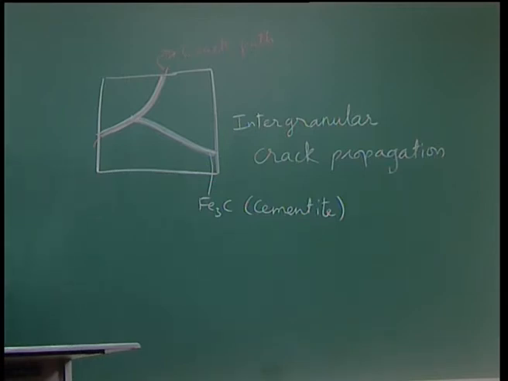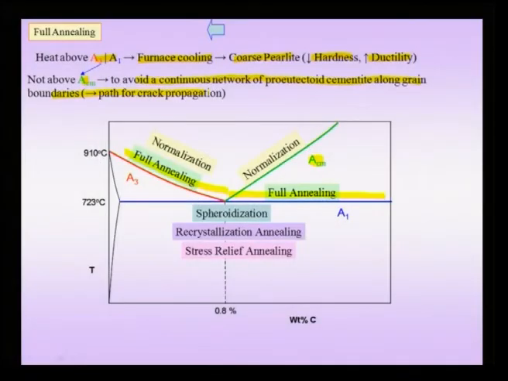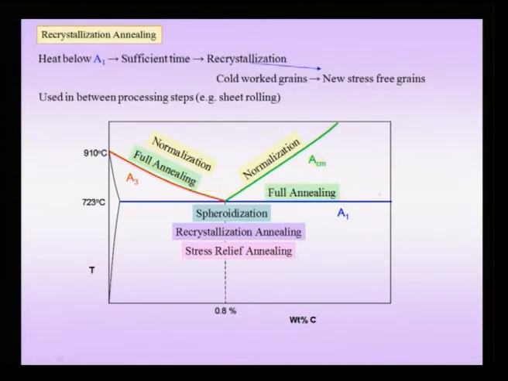And to avoid such a microstructure, what we do is that we carry out full annealing not above the ACM line, but we carry it above the A1 line, which is here. So, this is my range in which I carry out my full annealing. This full annealing of course produces a microstructure which has very low residual stresses and is good in terms of ductility.